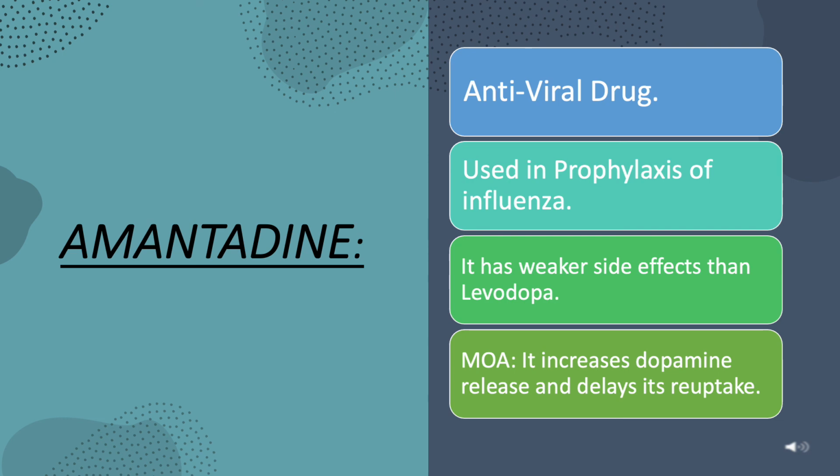Amantadine, an antiviral drug, is used in prophylaxis of influenza. It has weaker side effects than levodopa. Mechanism of action: it increases dopamine release and delays its reuptake.